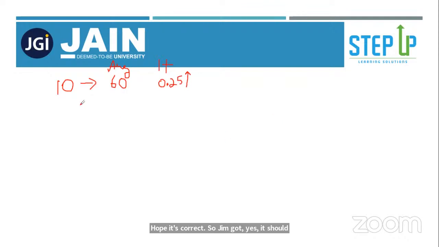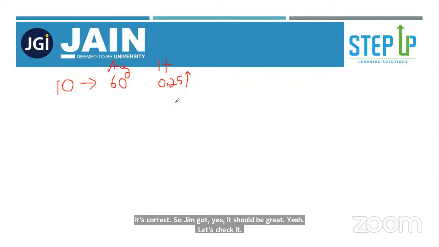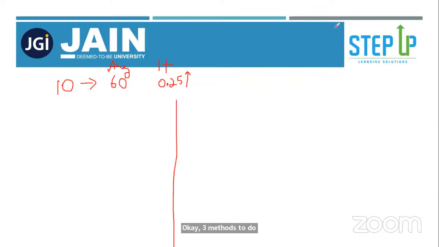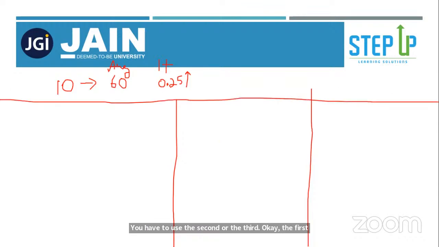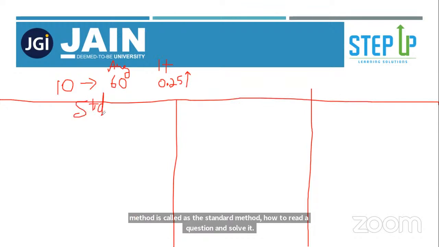Let's check it. Okay, 3 methods to do this question. I'll teach you all the 3 methods. And remember, all the 3 methods are used in different forms. It's not that you have to use only one method. Some questions may not work with one method, so you have to use the second or the third method. The first method is called the standard method, how to read a question and solve it.